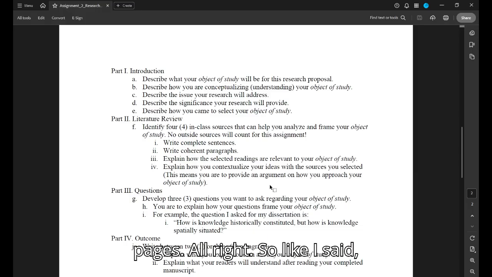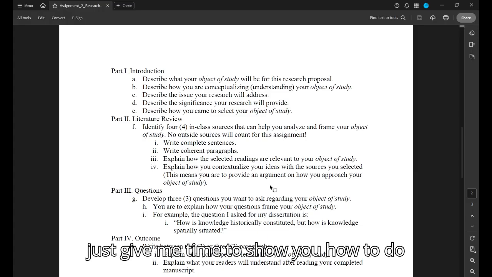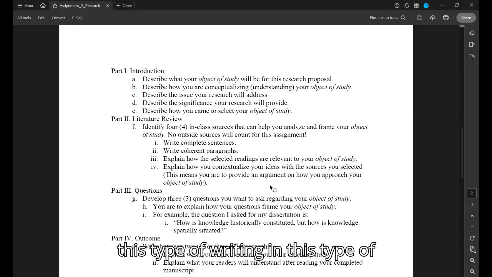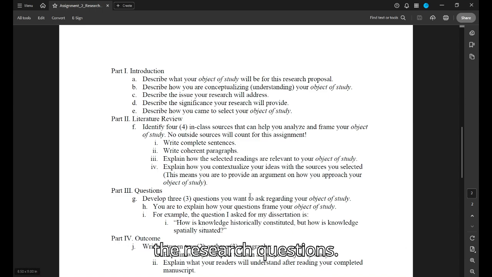All right. So, like I said, just give me time to show you how to do this type of writing and this type of organizing your ideas as a sociology student, and also to help you prepare for graduate school. Okay. So, I'm going to stop it here and then I'm going to continue with the research questions.